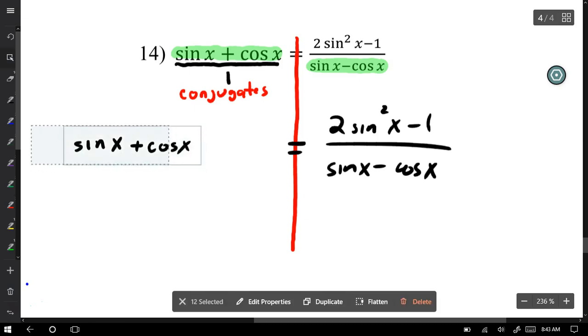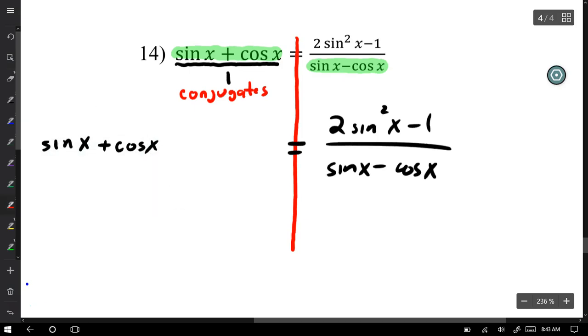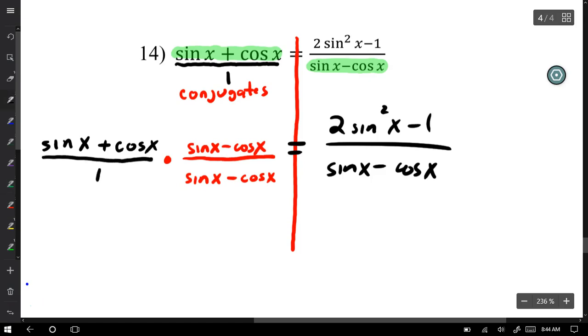So what I'm going to do is multiply the left side by a clever form of 1 using the conjugates. The conjugate is sine of x minus cosine of x. So I'm going to put that at the top, and I'm going to put that in the bottom. Let me put this over 1 so you can see you're multiplying 2 fractions. It allows me to visually see how to get my mind wrapped around conjugates. That gives me an idea of what my step's going to be.